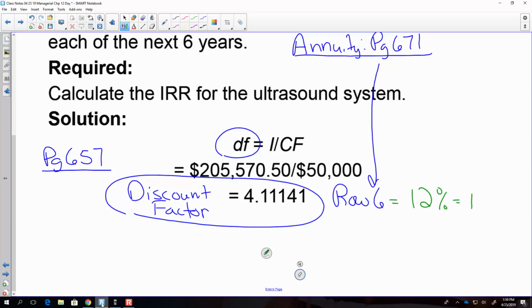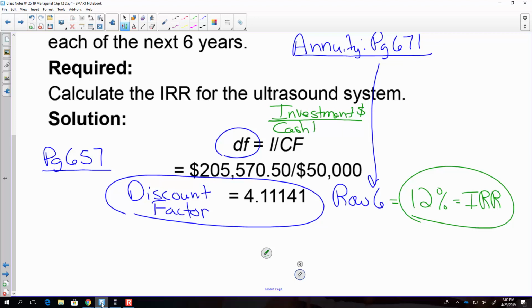That 12% is our internal rate of return. So you'll have to do that on the exam. And remember this formula. What's on top is the investment dollars. Our cash flow per year in dollars is on the bottom. That gives us what? The DF, which is our discount factor. And then from there, we've got to go to the annuity table to figure out what interest rate, or internal rate of return, it was.